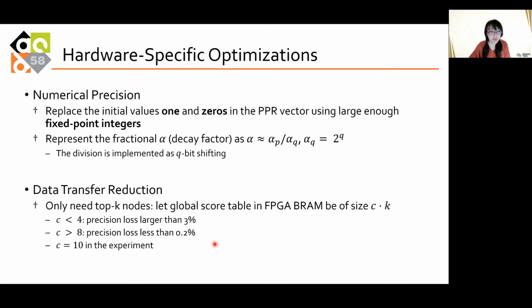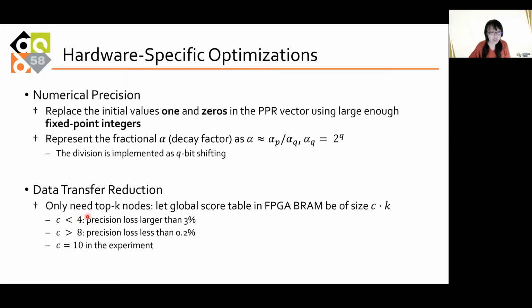So of course, we also have some hardware-specific optimizations. For example, because we are using FPGA, we don't like divisions and we don't like floating points. So we're replacing the initial values, 1 and 0s in the PPR vector, using large enough fixed point integers. We're also trying to reduce data transfer.